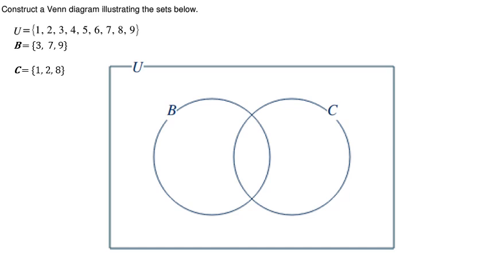Let's give it a try. Construct a Venn diagram illustrating the following set relationships. We have the universal set, which consists of everything, and we have B and C. Now, here's the suggestion. Work inside outwards. That's not a given, but in general, that's what you try to do.